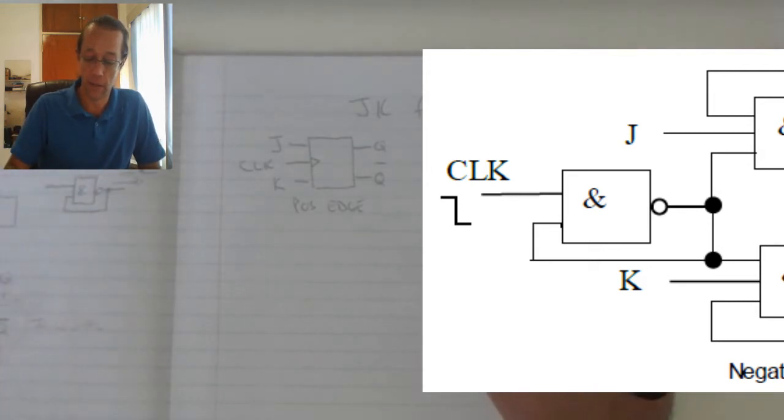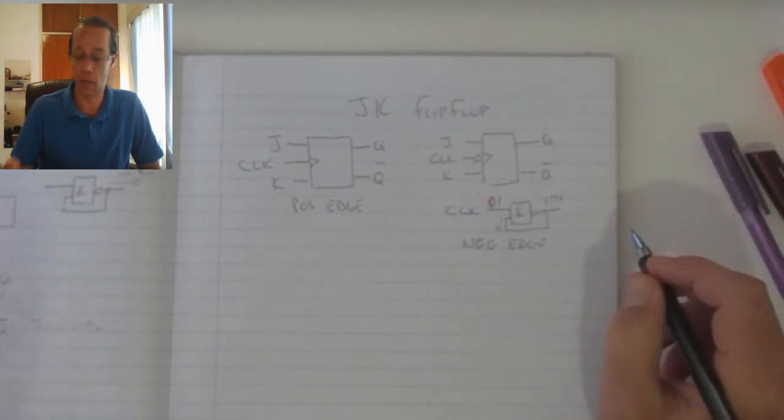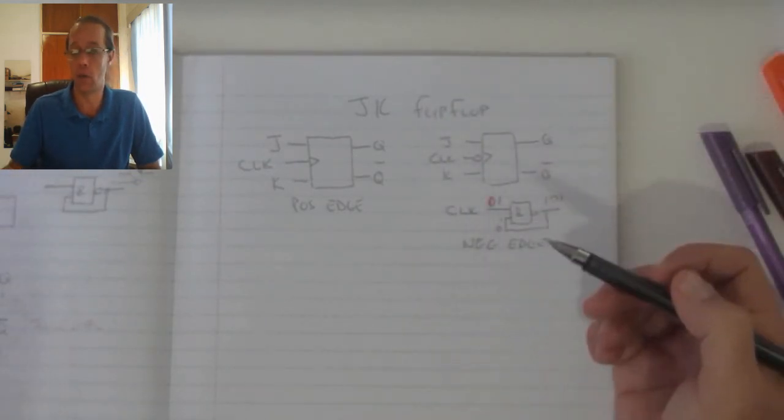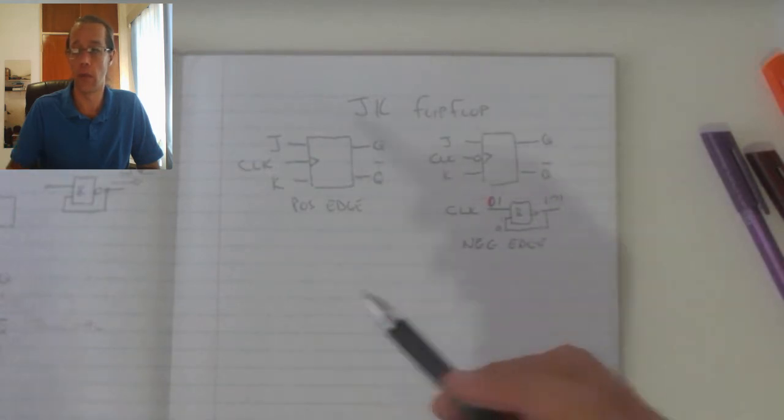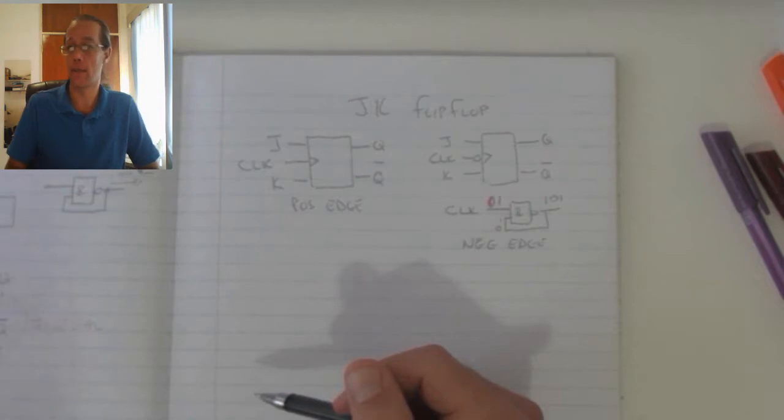This is the negative edge triggered JK flip-flop. Now the operation is exactly the same. A 1 will switch, a 0 will switch, depending on what the other inputs are for the NAND gates.